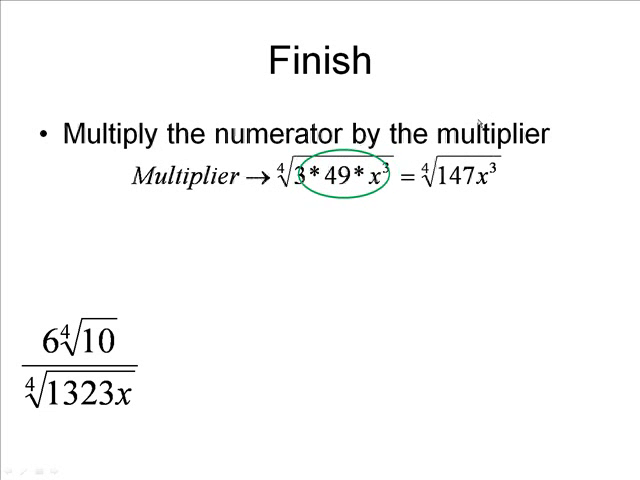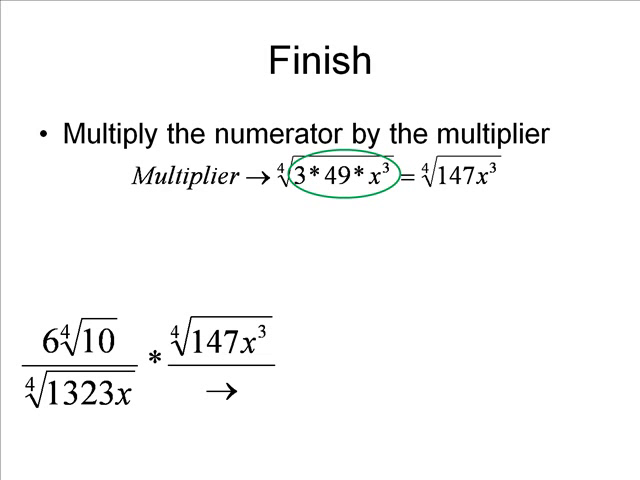We multiply the numerator by the multiplier. That's why it's called the multiplier. 3, 4, 9, and x cubed is 147x cubed. So that's going to give us that fraction there. Technically, we're doing the same to the top and bottom, right? We're doing the same thing on the numerator and on the denominator.